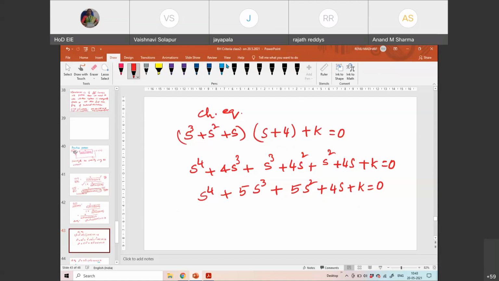Once you have got it, please quickly draw the Routh array for this. I will not ask anyone to tell the elements; I will call a person and ask. This is my cross checking. For this equation, you have to write the elements of the Routh array. First write the array as s to the power of 4, s cube, s square, s to the power of 1 and s naught, and put the coefficients there.